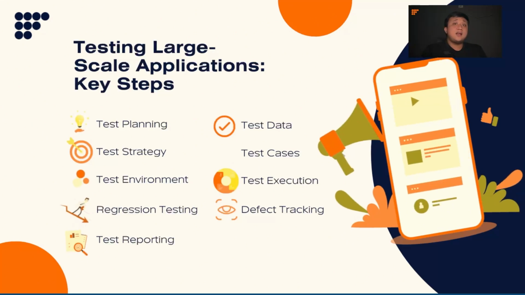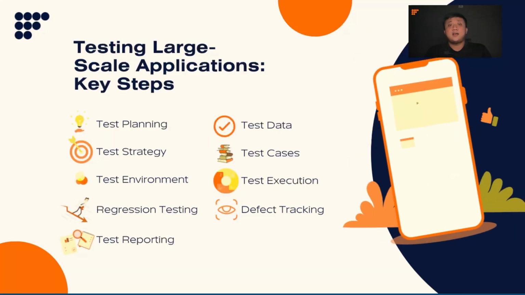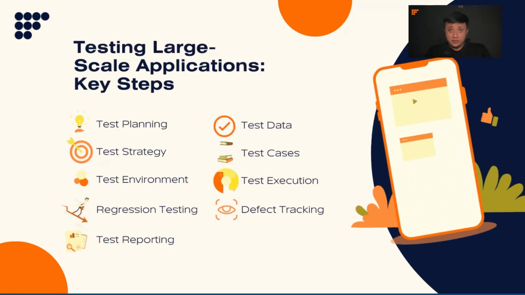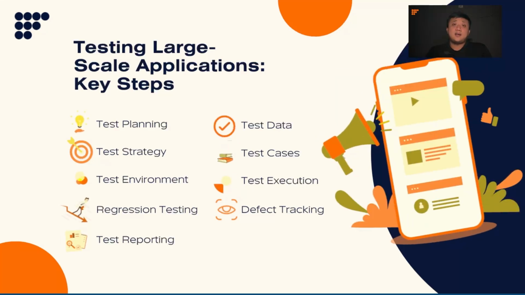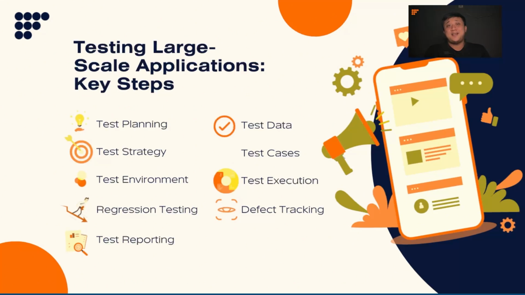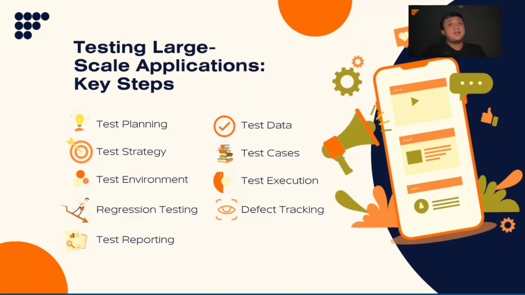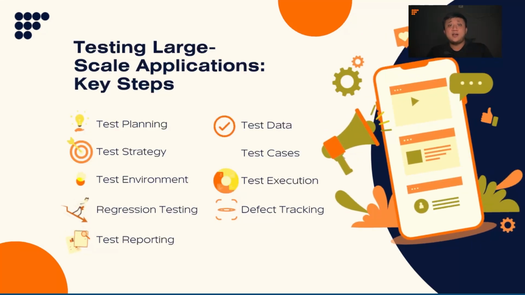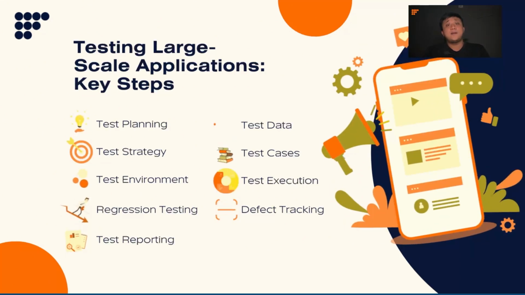Next is test data. Use test data that reflects real world usage. The scenario is that if test data isn't realistic, test results might not be accurate. As QA, use diverse and realistic test data for better testing. So next is the test case. Write detailed test cases that cover all features. Missing or unclear test cases can lead to incomplete testing. As QA, develop clear, detailed test cases to ensure all features are tested properly.